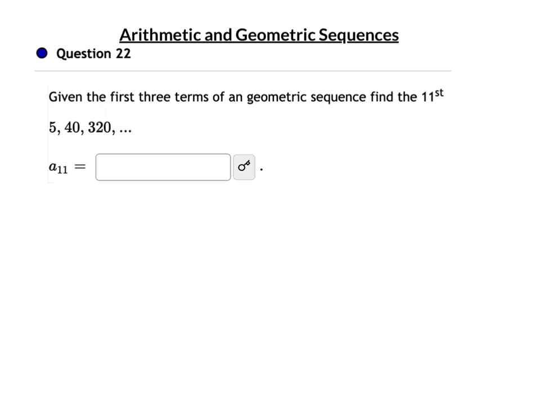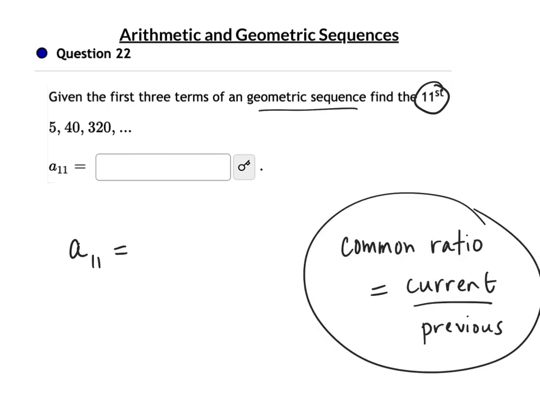Question 22. Another geometric sequence, we're going to find a sub 11, the 11th term. The thing about a geometric sequence is the numbers get very large very quickly. So we're not going to go too far up the sequence because the numbers are huge. First thing we need to find is the common ratio. To find that, we take the current divided by the previous. 320 divided by 40 is 8, and 40 divided by 5 is also 8. I'm multiplying by 8 every time I move one position.